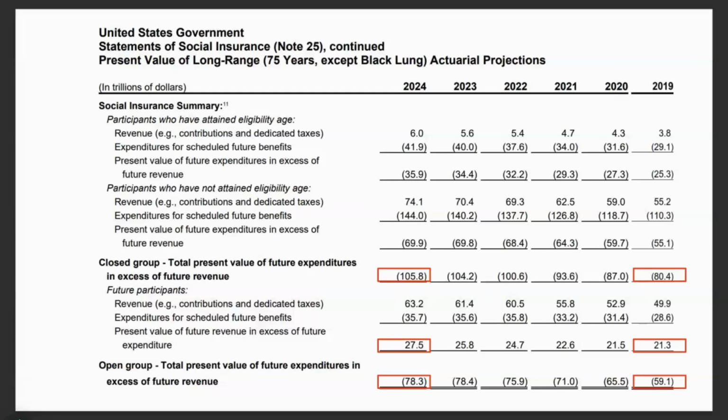This is netted by 27.5 trillion in the 2024 year to get the 78.3 trillion we saw on the previous slide. Well, what is this net 27.5? How is this so profitable for the government?